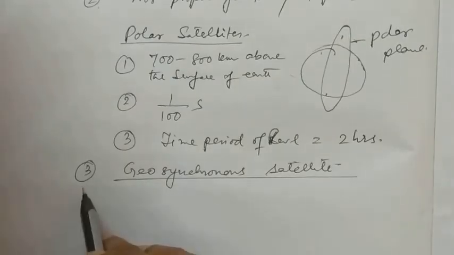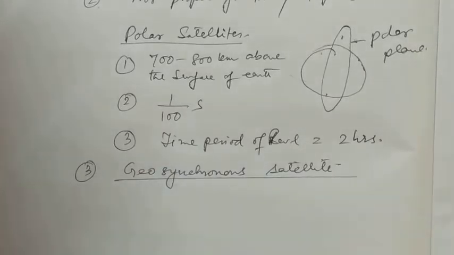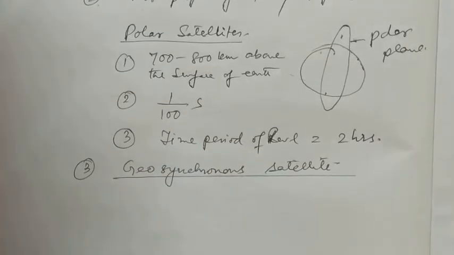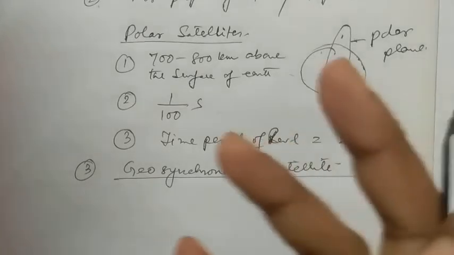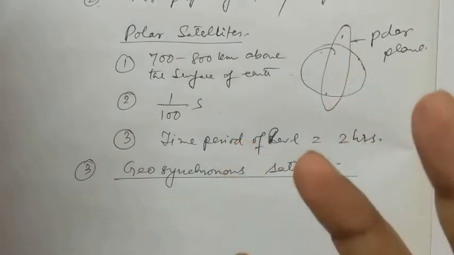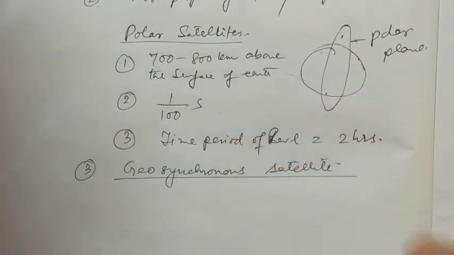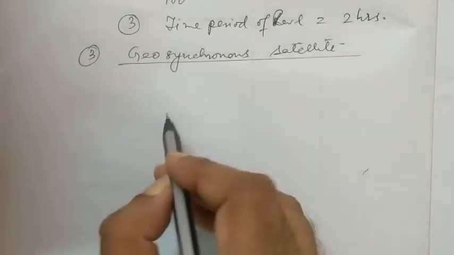Now, the third point is the geosynchronous satellite. In your books you will find that geostationary satellites have been mentioned as geosynchronous satellites. The general term is geosynchronous satellite, and a geostationary satellite is a particular type of geosynchronous satellite. Now, if you have to describe it, we can say like this.